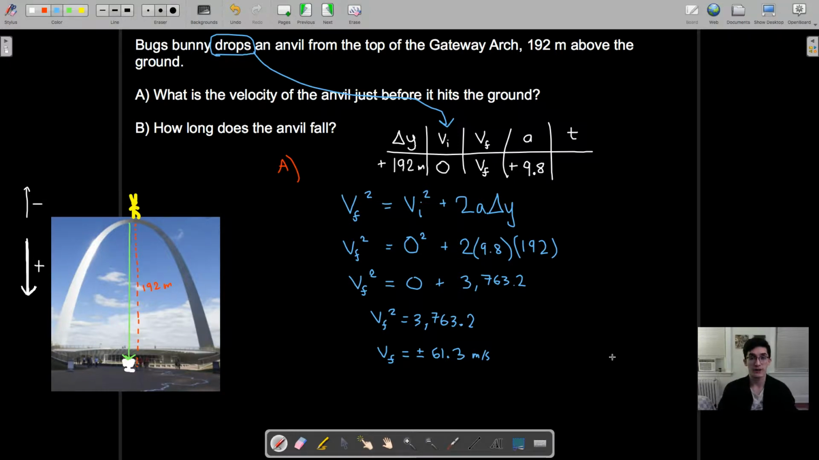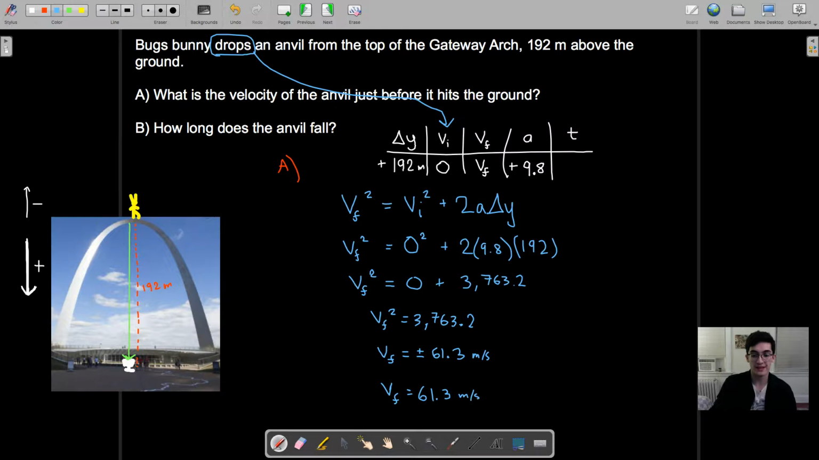How do I choose plus or minus for my answer? How do I know whether it's positive or negative? Well, you're just gonna have to do a bit of critical thinking here. Which direction do we think this anvil is falling? Up or down? Which direction is the velocity in? Down, right? Yeah, of course, it is traveling in the downward direction, or else it wouldn't be falling. So, guess what? We are gonna say that our velocity is 61.3 meters per second downward, all right?